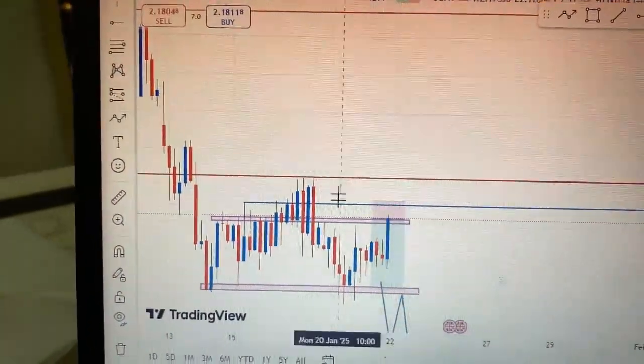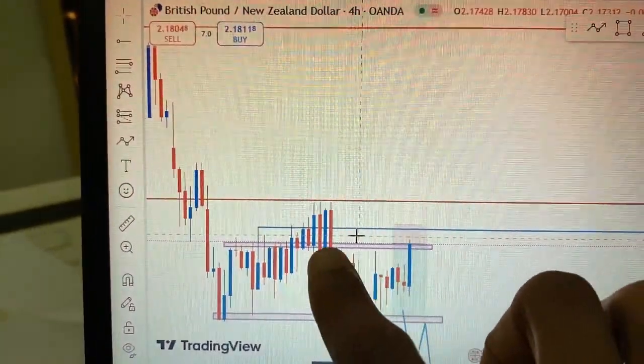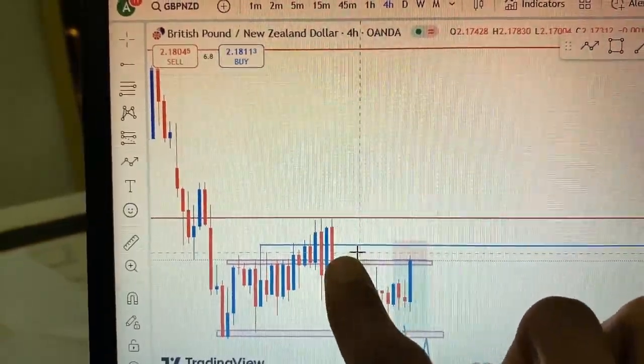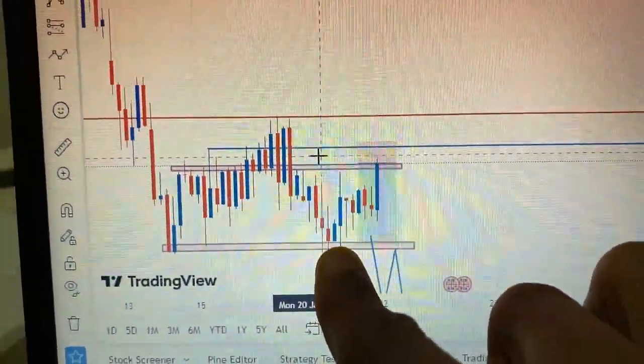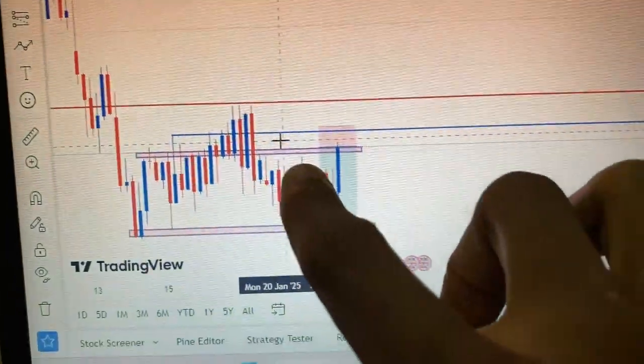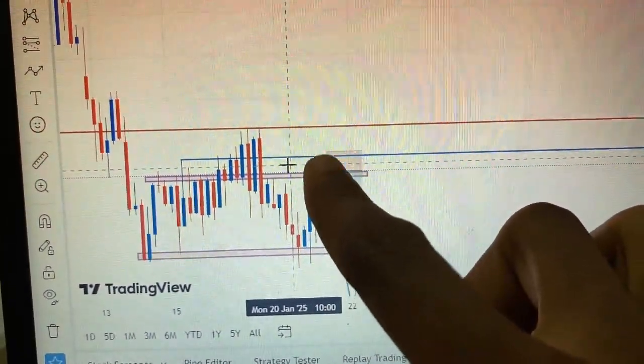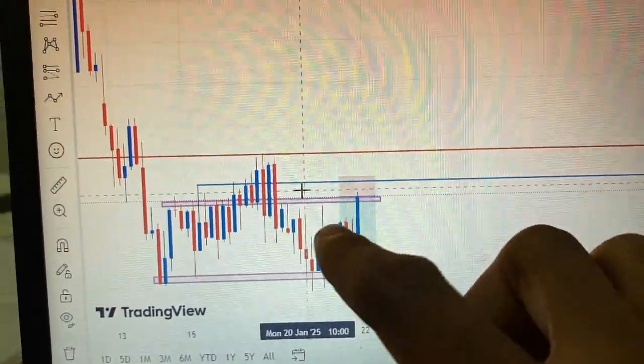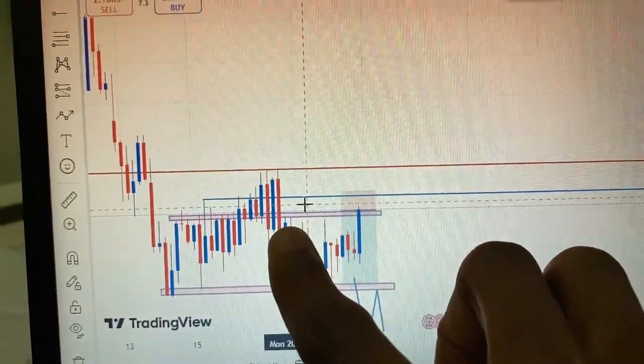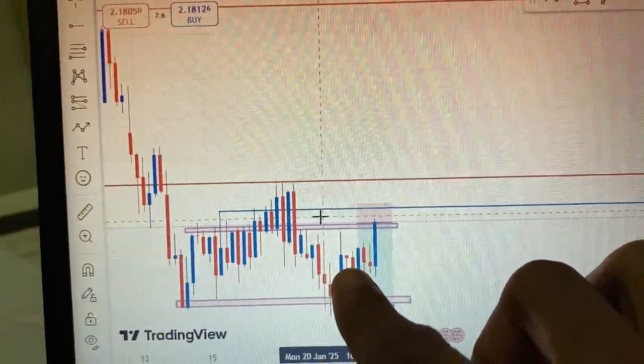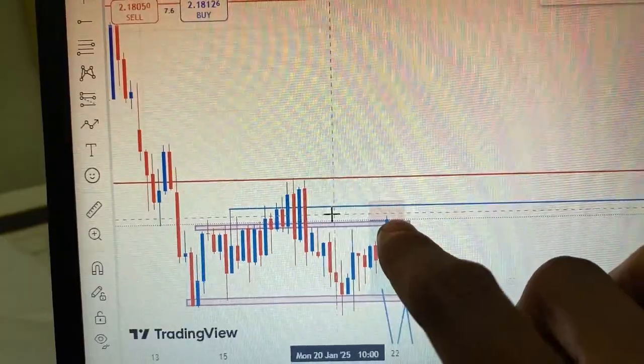GBPNZD was the trade in which we entered here. It broke and retested, I entered, but it kind of stopped us out. I don't understand how it did. I think it wicked us out a little bit, which I don't understand, because I entered the trade here, so I don't know how it wicked us out. I don't know, but I'm still going to re-enter.